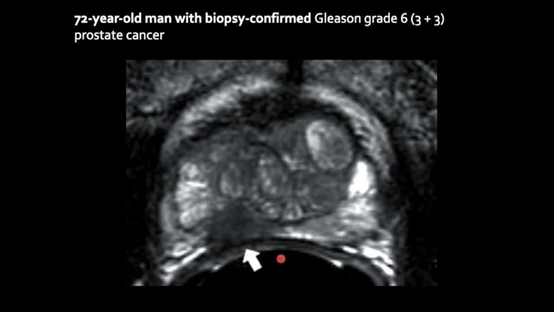Now this is a 72-year-old man who had a biopsy-confirmed Gleason 6, 3+3. And you can see the rectoprostatic angle which is seen here. There is effacement of this rectoprostatic angle.